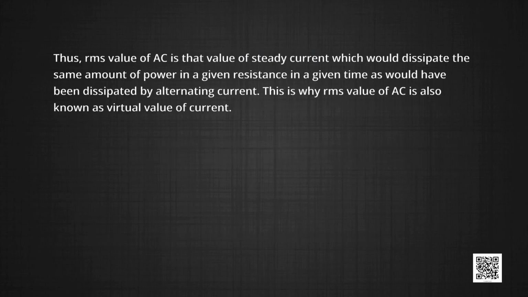Thus, the RMS value of AC is that value of steady current which would dissipate the same amount of power in a given resistance in a given time as would have been dissipated by the alternating current. This is why the RMS value of AC is also known as the virtual value of current.